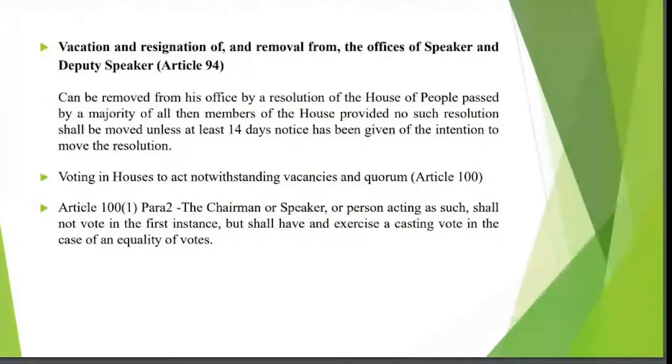Article 100 deals with voting in Houses, the power of Houses to act notwithstanding vacancies, and quorum. Article 100 clause 1 para 2 says that the chairman or speaker or person acting as such shall not vote in the first instance, but shall have and exercise a casting vote in case of equality of votes.